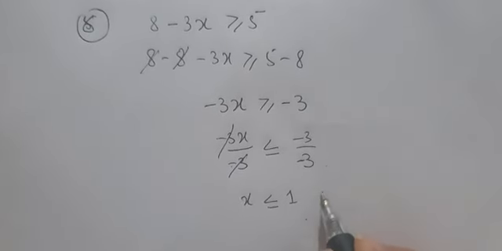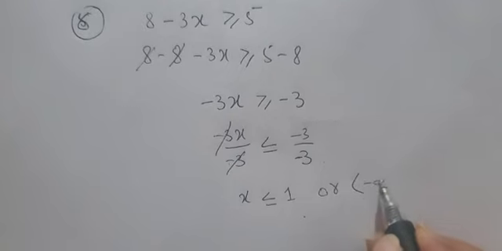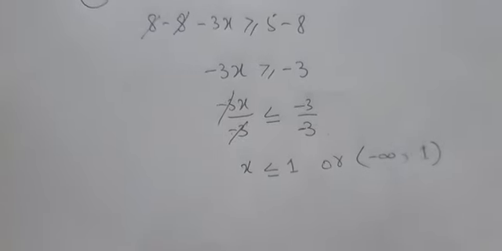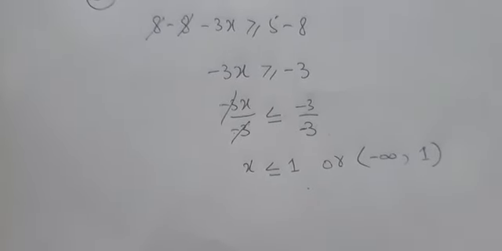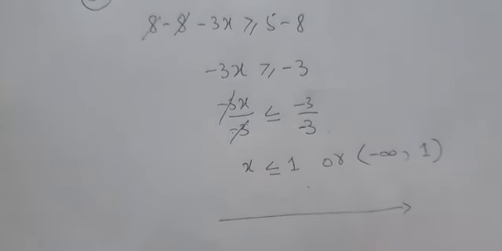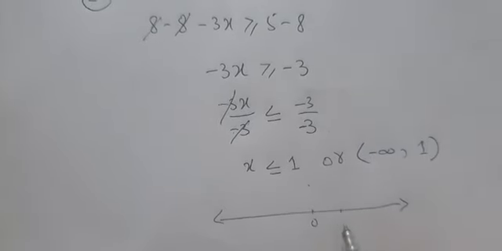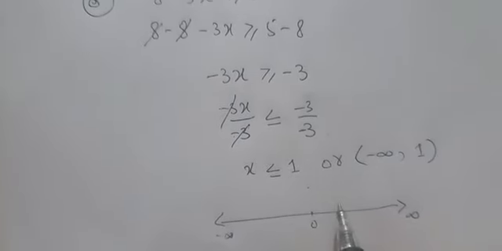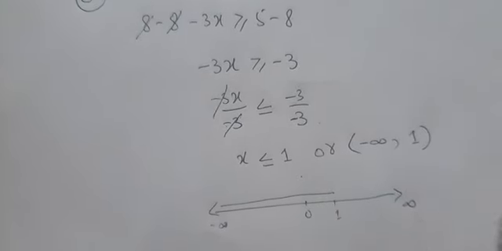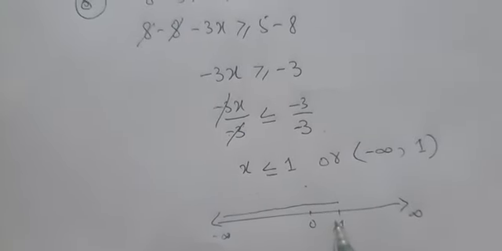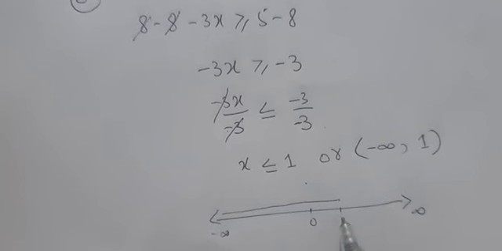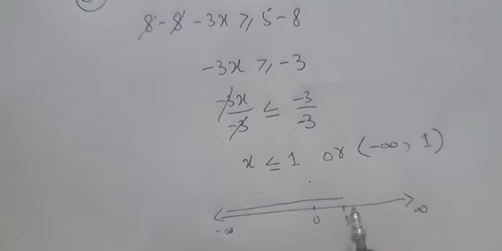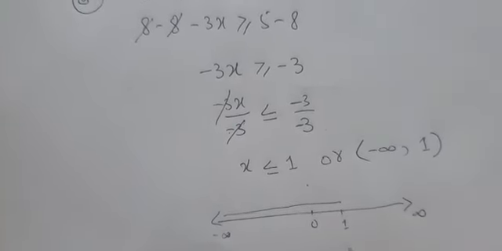Alternatively, we can rewrite this in interval form like this. And now this is the solution for that inequality. How can we represent this solution on the number line? Here we have 1 and here negative infinity. We can represent this on the same number line, but that will not be visible, so I am representing this solution a little bit above the number line.